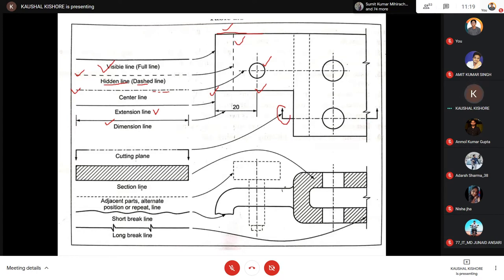Okay, then after, the section line. Section line means like this. You have to sketch it like so, this line is called the section line. Means, this is the first section or this is the second section. Okay, then adjustment part or alternate position or repeated line like this. So one additional line, this is called the long break line.